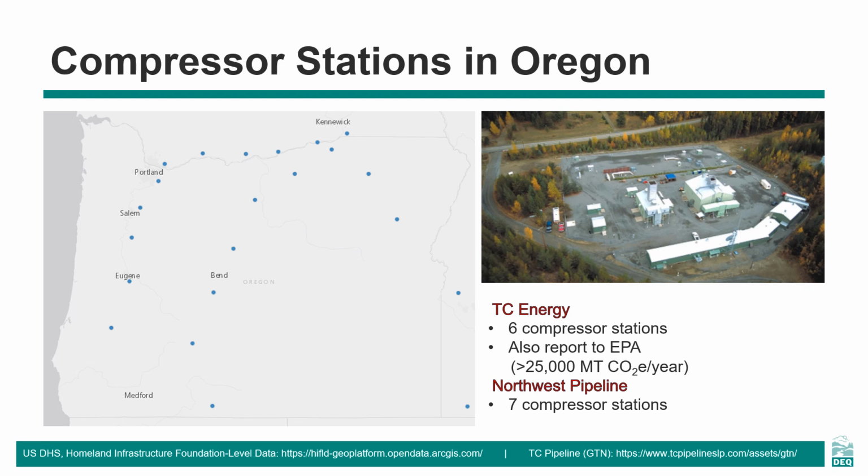We'll start with onshore natural gas transmission compression. Compressor stations are located every 50 to 100 miles on transmission pipelines, and you can see the locations of compressor stations along TC Energy and Northwest Pipeline distribution system on this map. TC Energy has 6 compressor stations, all of which are often above the emissions threshold for third-party verification. Northwest Pipeline has 7 compressor stations in Oregon, and you can see several more on this map just across the border in Washington. These are smaller and do not approach the reporting threshold.